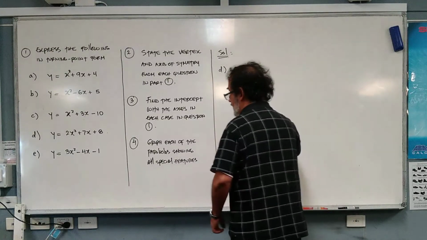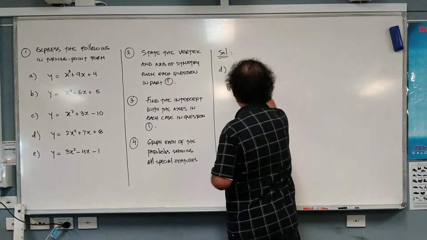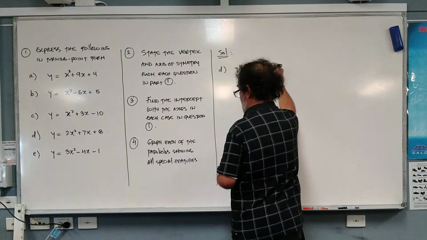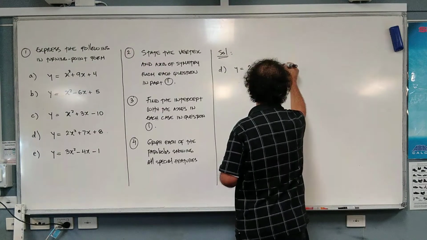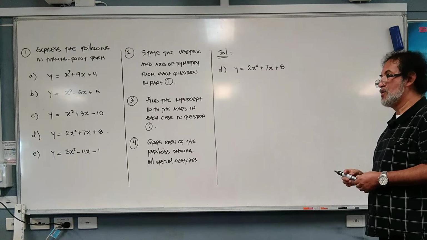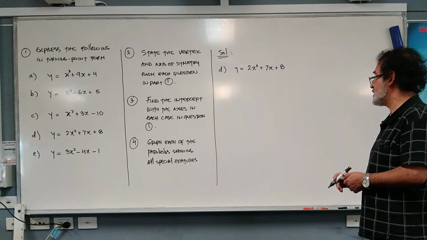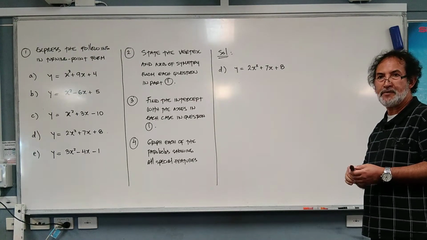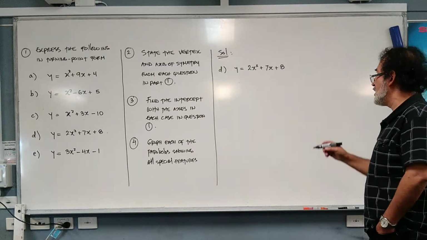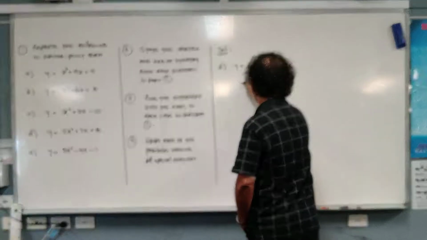Okay, question B, we have a non-monic. So it's y equals 2x squared plus 7x plus 8. Right. So we know that if we are going to complete this square, we have to have a monic. So we have to have a monic, so that means that what we are going to do is take 2 out.